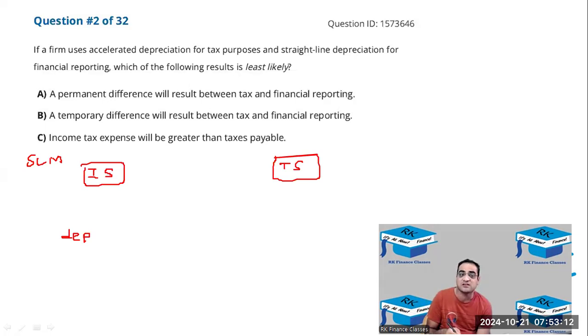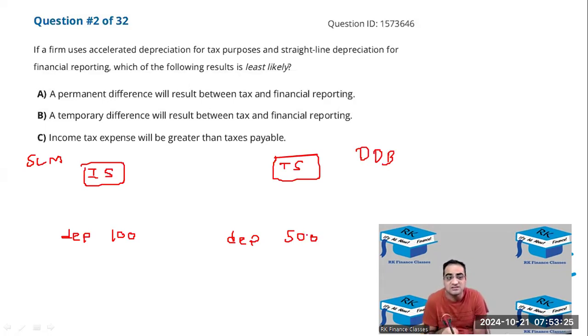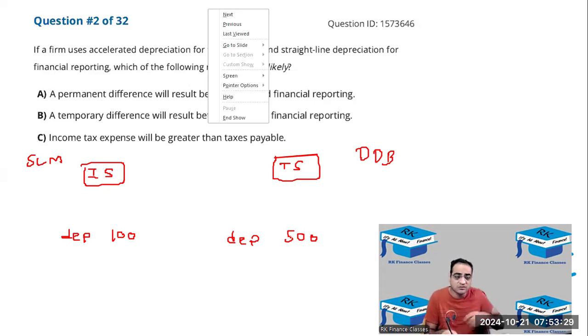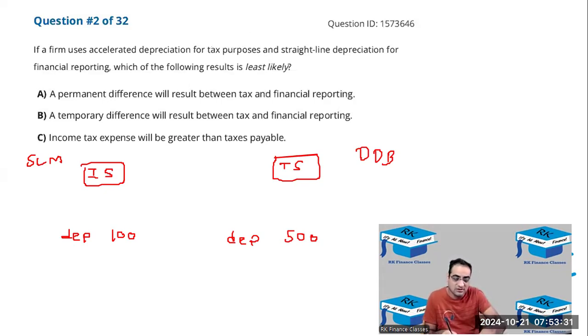So in the early years, the depreciation in the straight line method is lower as compared to the depreciation in the tax statement. I mean, in the double declining method. So in the tax statement, you are using double declining balance. So over there, the depreciation will be higher in the early years, and in the straight line method, the depreciation will be lower. So let me take it as 400.